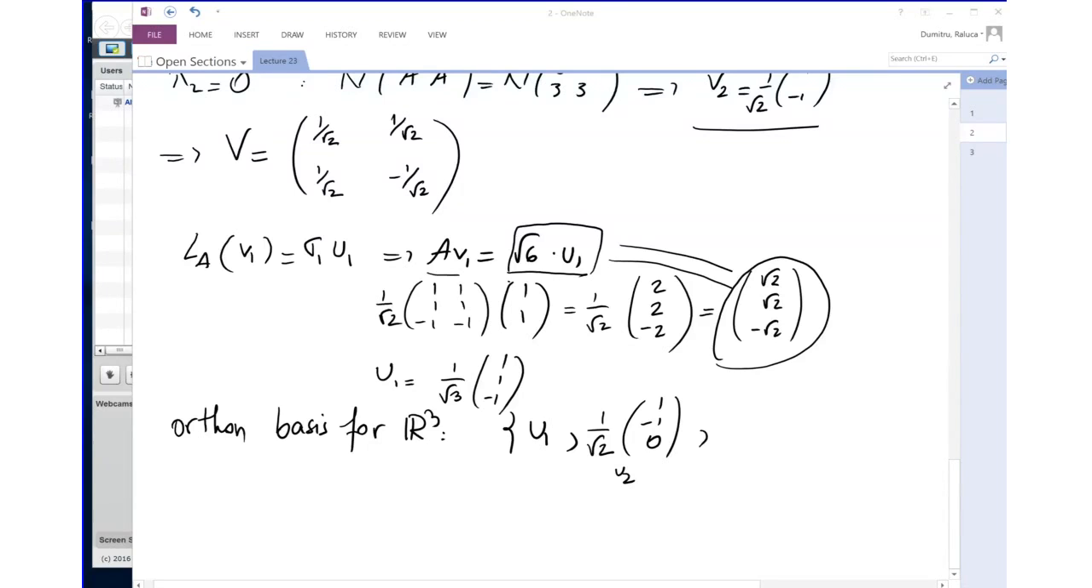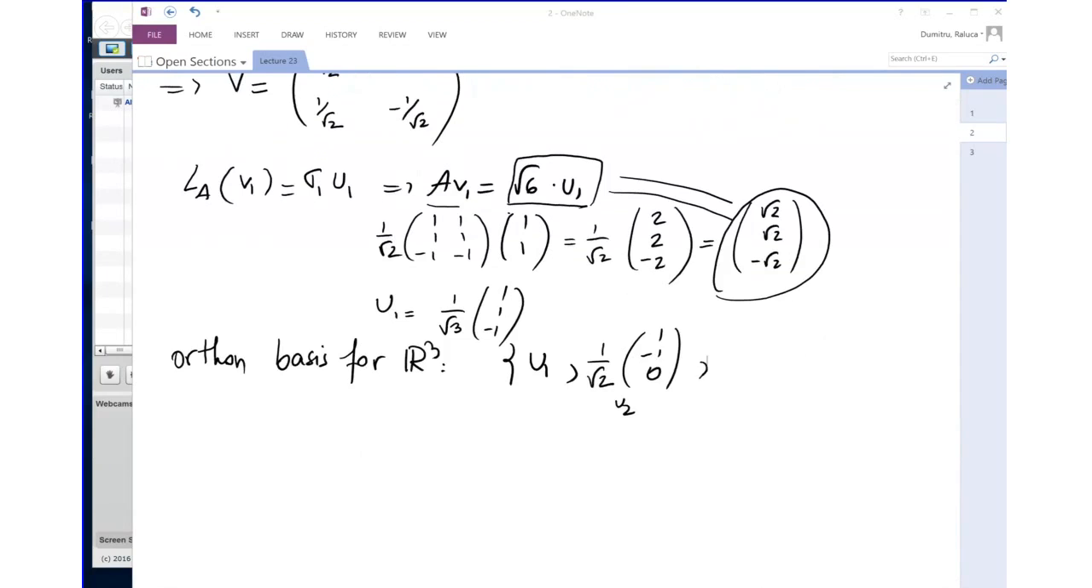All right, need a third one. Cross product, remember? Once you have 2 of them, you come up with a third. And I'll normalize it at the end. I'll just forget about all those square roots. So I'll just look at the determinant of this matrix here, and then at the end I'll normalize it.